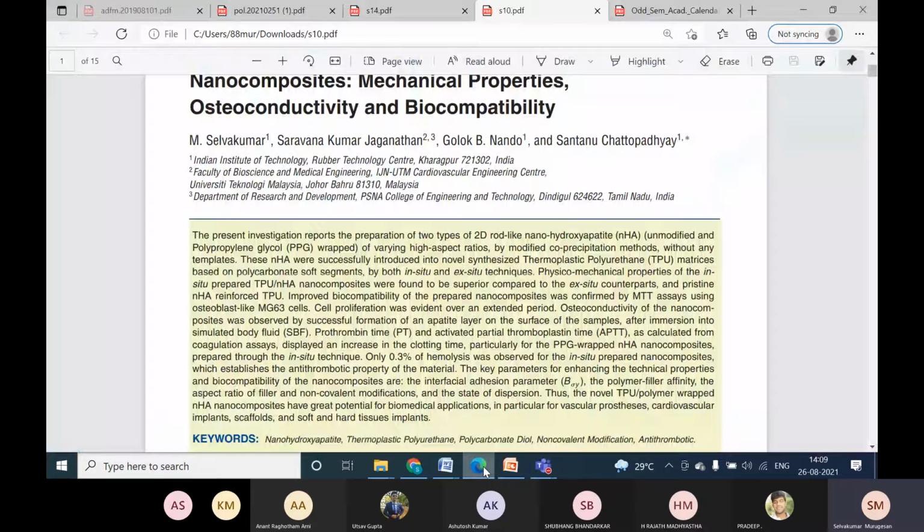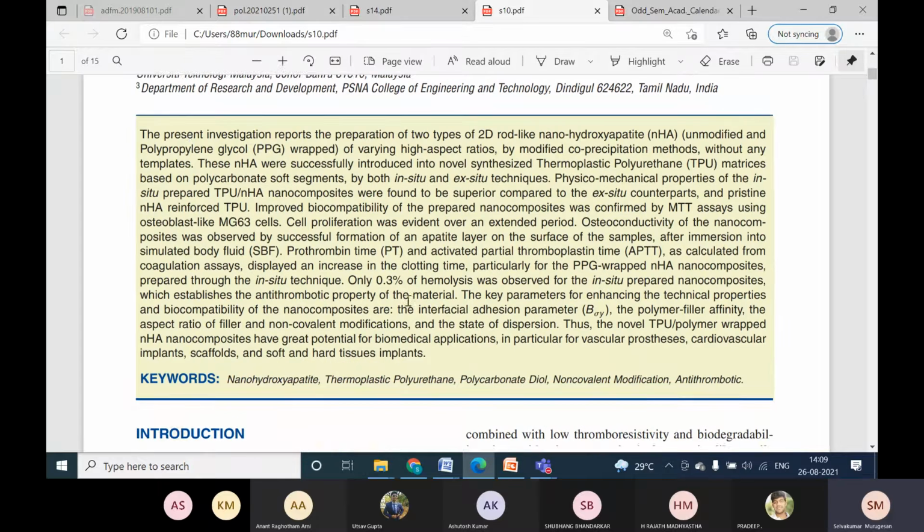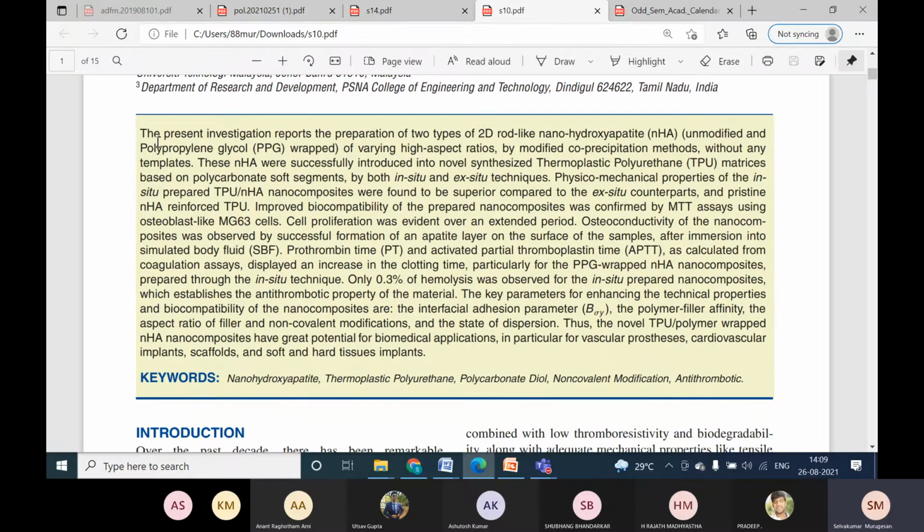Sorry. Yeah. So I'll upload this paper. You can have a look, and nevertheless, you just read out this abstract. The present investigation reports the preparation of two types of 2D rod-like nano-hydroxyapatite nanomaterial, one is unmodified and another one is polypropylene glycol-wrapped or modified, having various aspect ratios, and which are prepared by a modified co-precipitation method, without any templates.